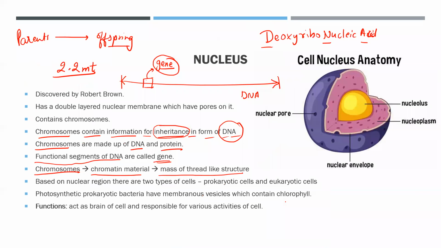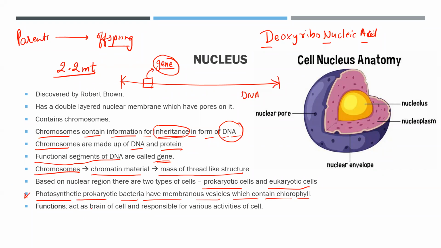Okay, now after this, based on the nuclear region, there are two types of cells, prokaryotic or eukaryotic, and the photosynthetic prokaryotic bacteria have membranous vesicles which contain the chlorophylls. Basically this is an extra point, you don't need to pay attention to it.